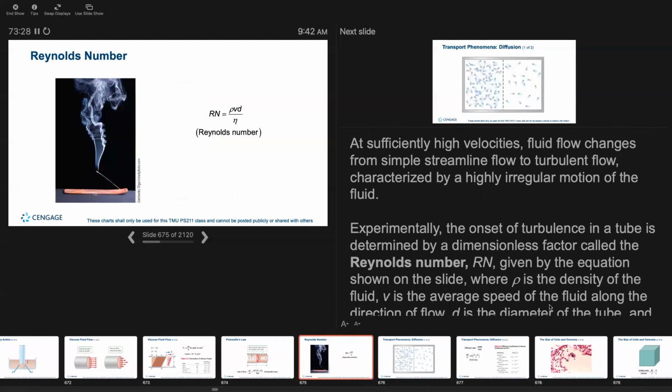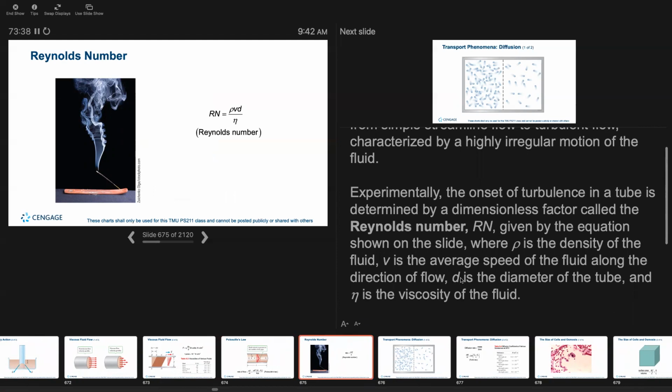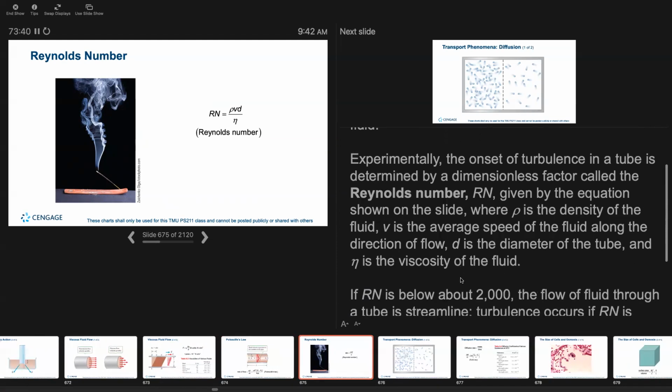At sufficiently high velocities, fluid flow changes from simple streamline flow to turbulent flow, characterized by the highly irregular motion of the fluid. Experimentally, the onset of turbulence in a tube is determined by a dimensionless factor called the Reynolds number, or Rn.